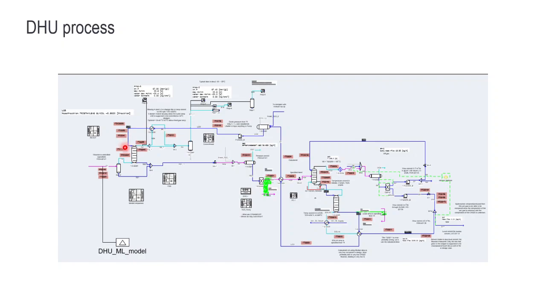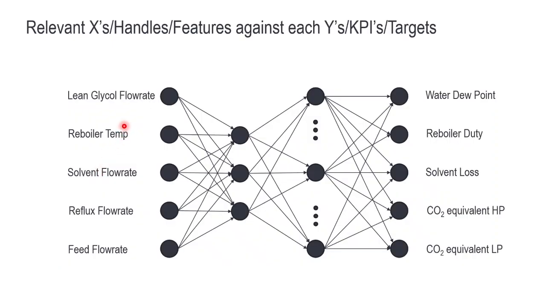So this is a flow control of lean glycol, and there's also a flow control of the temperature in the reboiler, and also the flow control of the reflux, and also the flow control of the solvent. So we have the lean glycol as number 1, and then reboiler 2, and then reflux 3, and then the 4 is the solvent, and then the fifth one is basically the feed flow rate. So we have 5 independent variables, as you would see here.